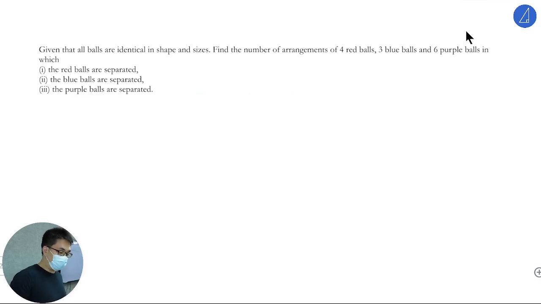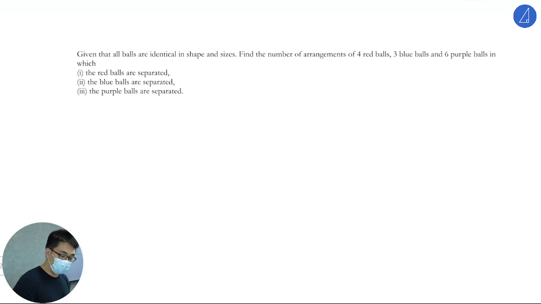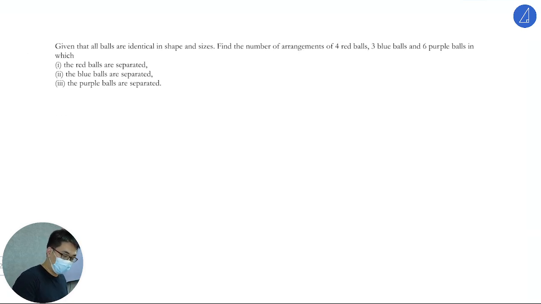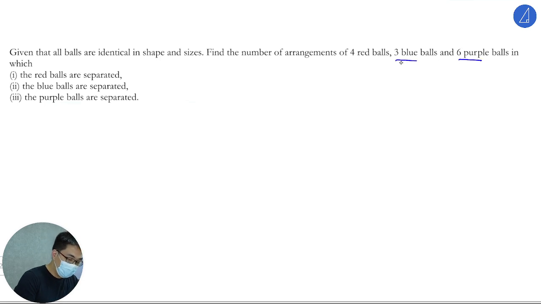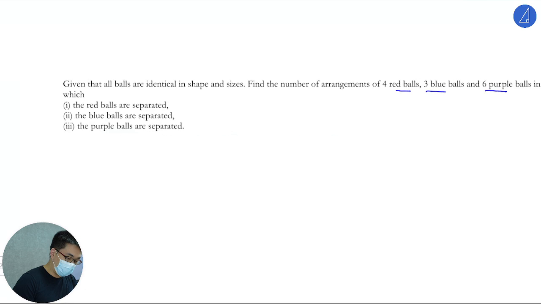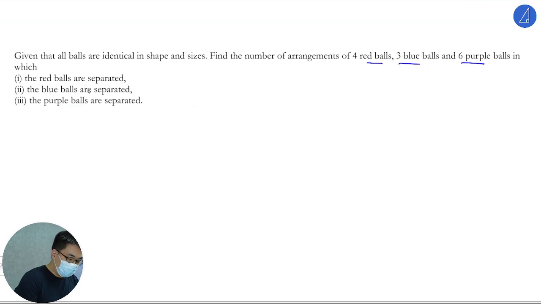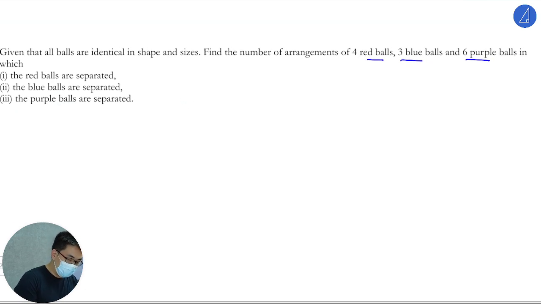Now, given that all balls are identical in shape and sizes, find the number of arrangements of 4 red balls and 3 blue balls and 6 purple balls, in which the red balls are separated. So if red balls are separated, you just ignore the red balls first. So this would be 9 of them. It's 1, 2, 3, 4, 5, 6, 7, 8, 9.